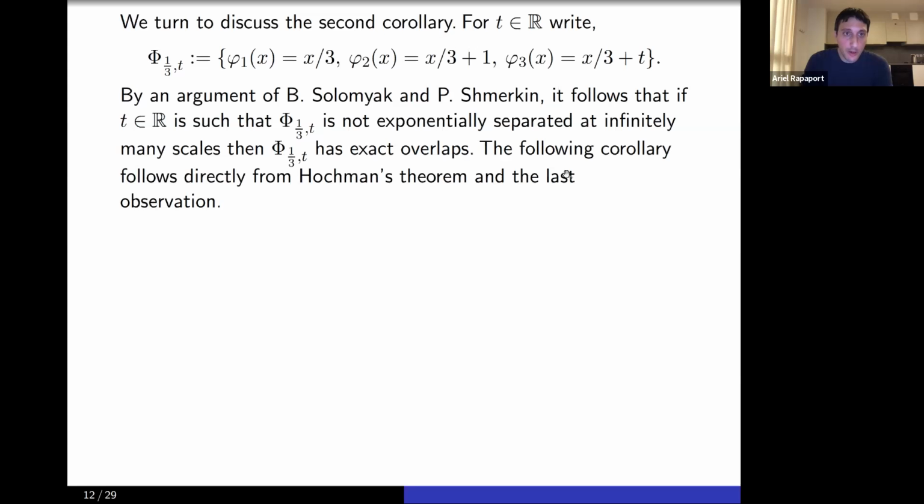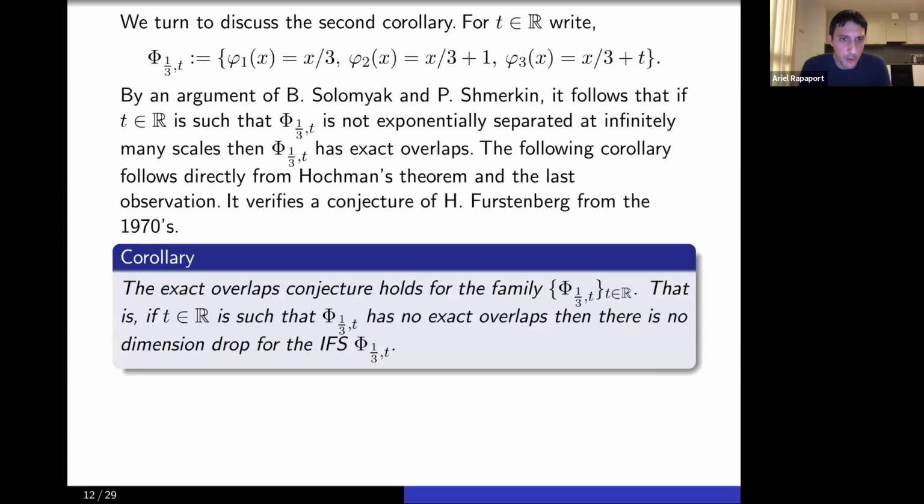The following corollary follows directly from Hochman's theorem together with this last observation, and it verifies the conjecture of Furstenberg from the 70s. The corollary says the following: the exact overlap conjecture holds for this family of function systems, phi 1/3 t, by which I mean that if t is such that the corresponding IFS has no exact overlaps, then there is no dimension drop.